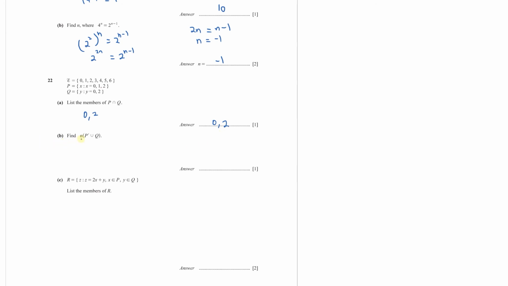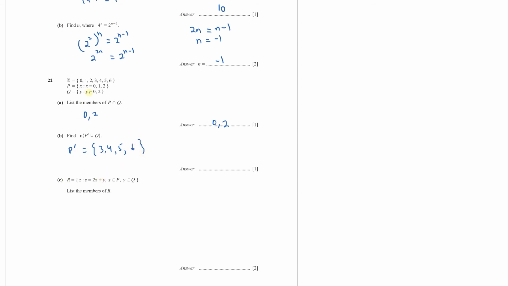Part B is find the number of elements in P complement union Q. So let's first write down what is P complement. P complement is everything outside of P. So 0, 1, 2 are part of P, so they will not be part of P complement. All the rest of the numbers will be. So 3, 4, 5, 6. So P complement is 3, 4, 5, 6.